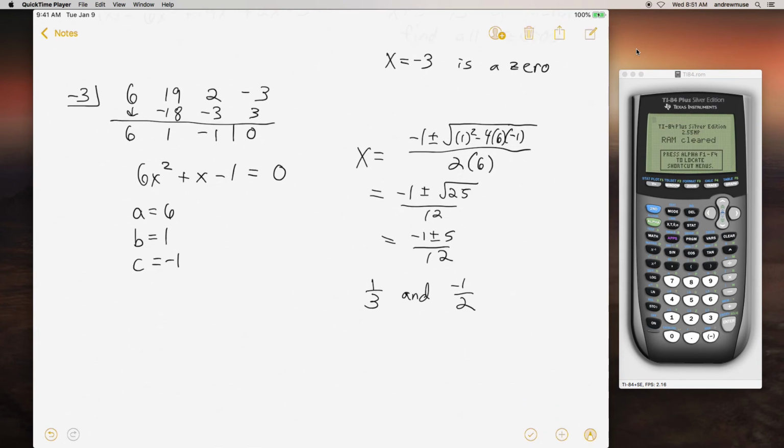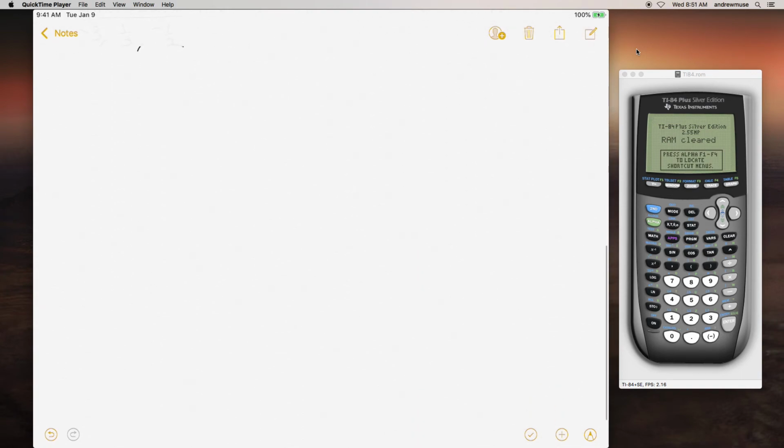So, to answer the question, what's all the zeros? Well, we were given negative 3 is a 0, and then we found, by simplifying it, that 1/3 and negative 1/2 were zeros. Now, that shows that if we have some known zeros, we can simplify it down to a quadratic. If we can at least get it to a quadratic, we can solve it from there. Let's look at another example. First, let's talk about a theorem.